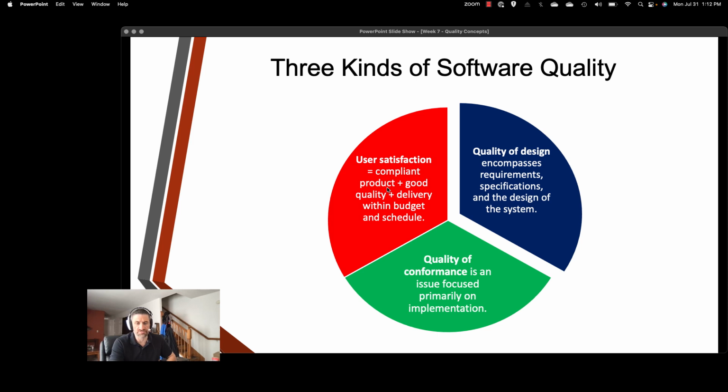Finally, user satisfaction is the ultimate measure of success for any software, because we want to make sure that the user is satisfied. It's a holistic evaluation of how well the software meets the needs and expectations of its users. So the equation, user satisfaction equals compliant product plus good quality plus delivery within budget and schedule, really highlights the factors that contribute to user satisfaction. So compliant product, good quality, delivery within budget. What else could you ask for? Oh, delivery within schedule and budget. Yes.